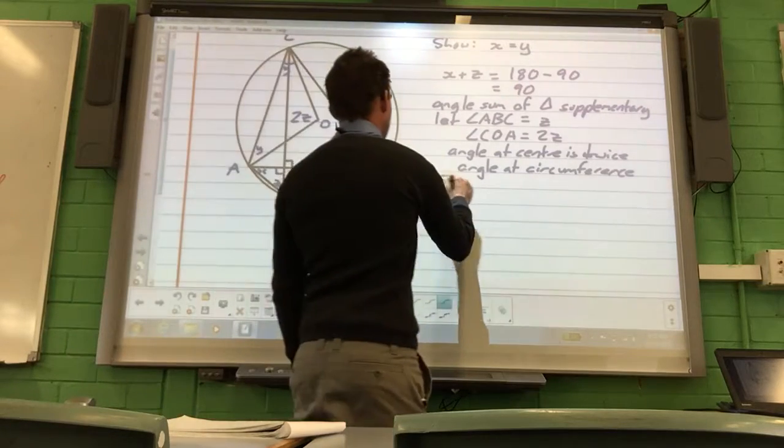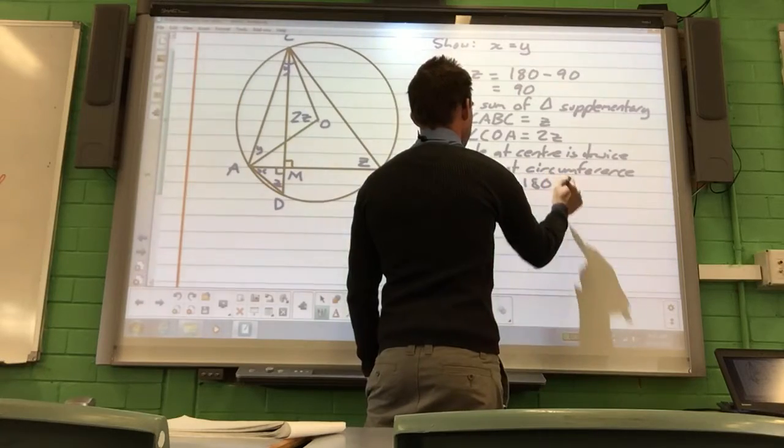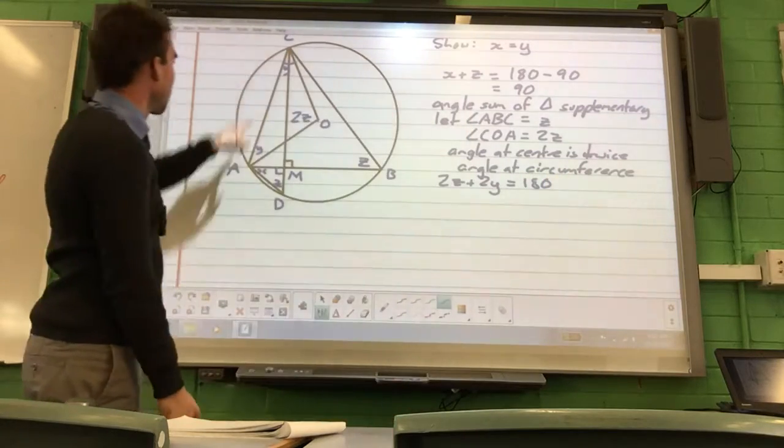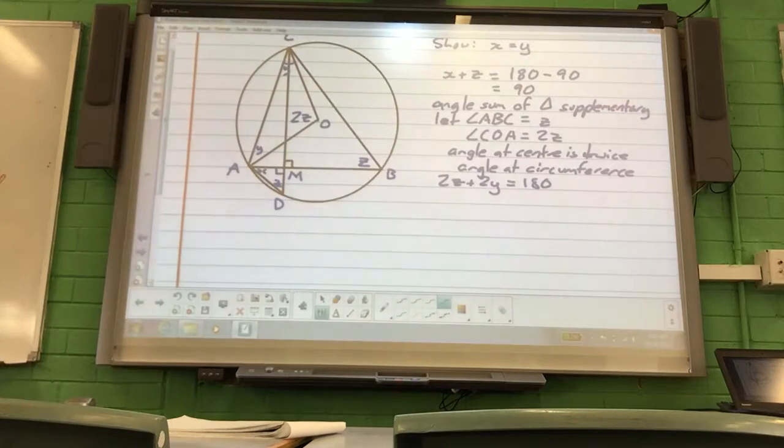Alright, so we have 2z plus 2y is equal to 180. So we're looking at triangle COA. Z plus y equals 90. And then there you go. X equals y. That's it.